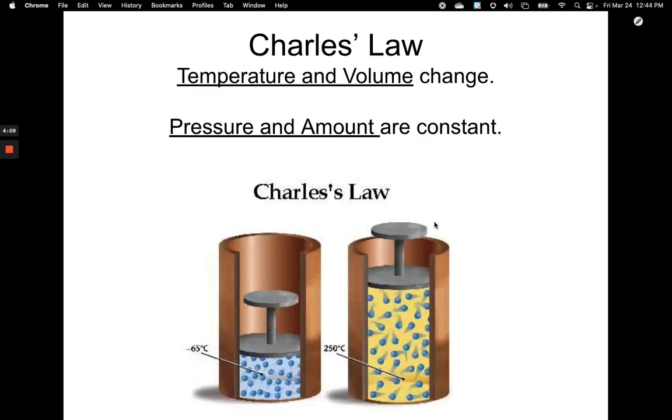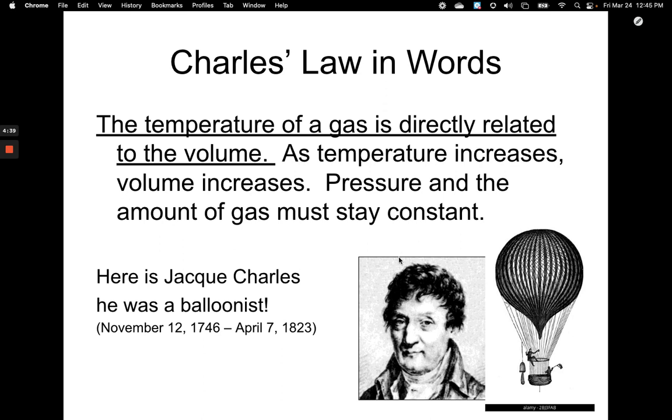Okay, the next law is called Charles' law, and this is the one that relates temperature and volume. So when temperature and volume change, you can use Charles' law to predict. But of course, you have to remember that pressure and amount will remain constant. If you look at this picture, you can see we have a very cold gas and a very warm gas. When we increase the temperature, you can see that the volume also increases. So here it is in words. The temperature of a gas is directly related to its volume. As the temperature increases, volume increases. Pressure and the amount of gas, of course, must stay the same.